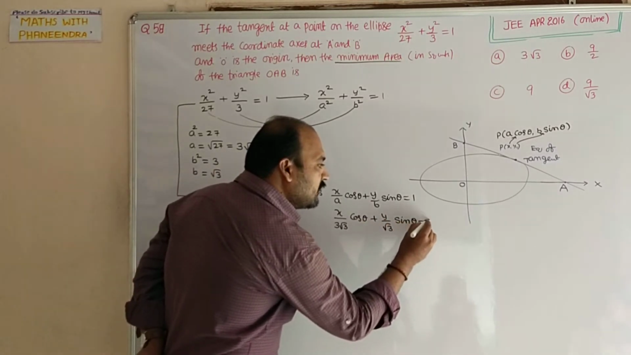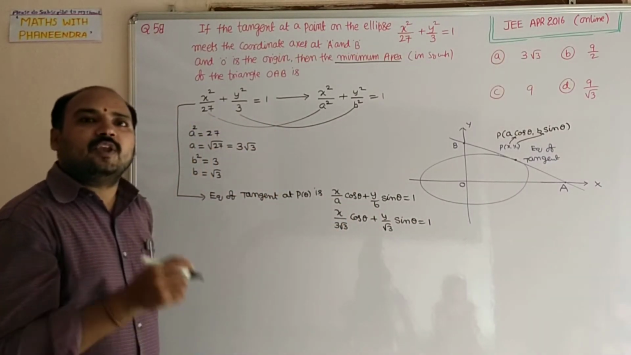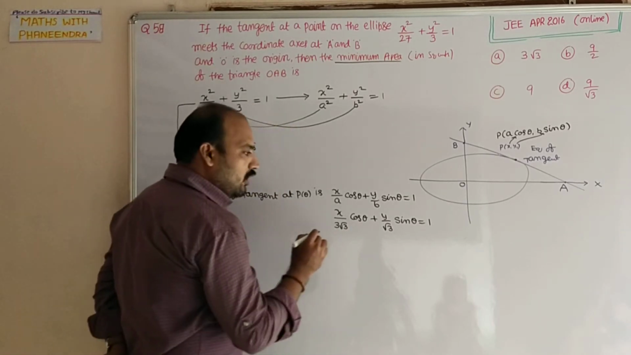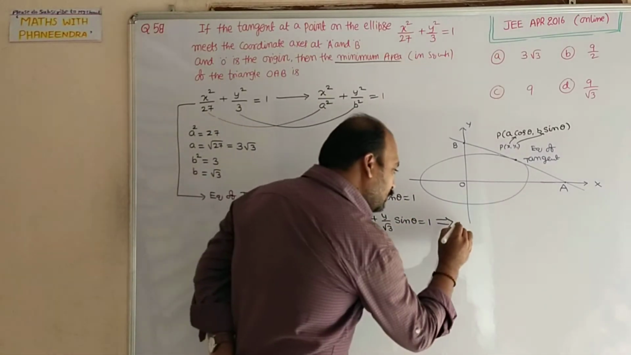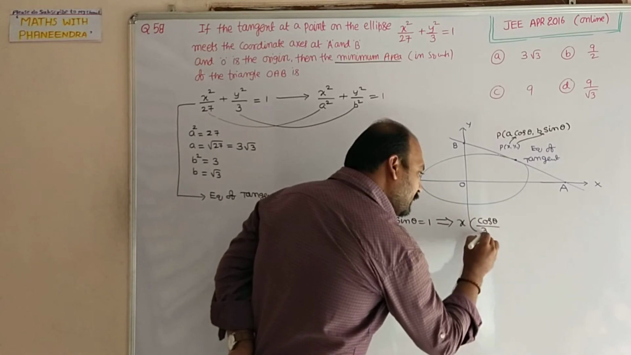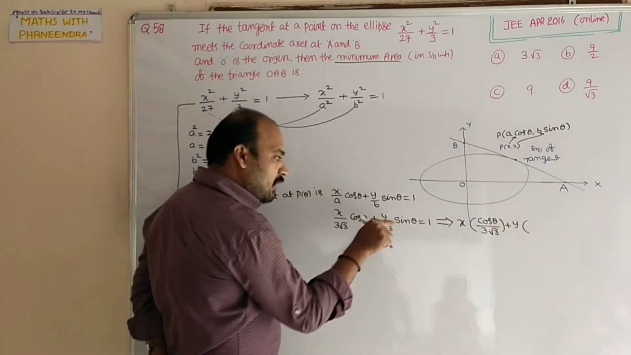equal to 1. This equation you have to write in the form of ax plus by plus c equal to 0. See here, how we are going to write it: x into cos theta by 3 root 3 plus y into sin theta by root 3.